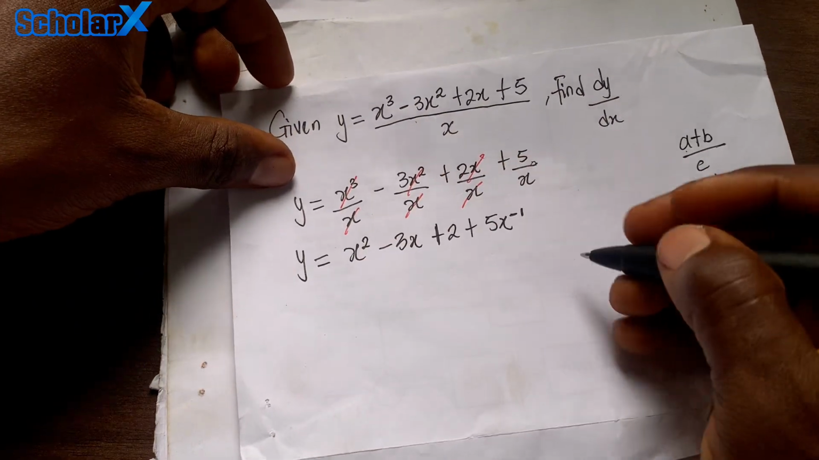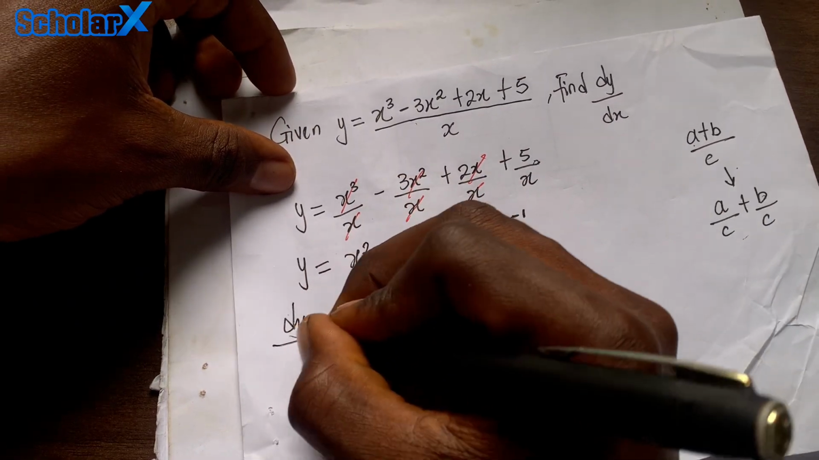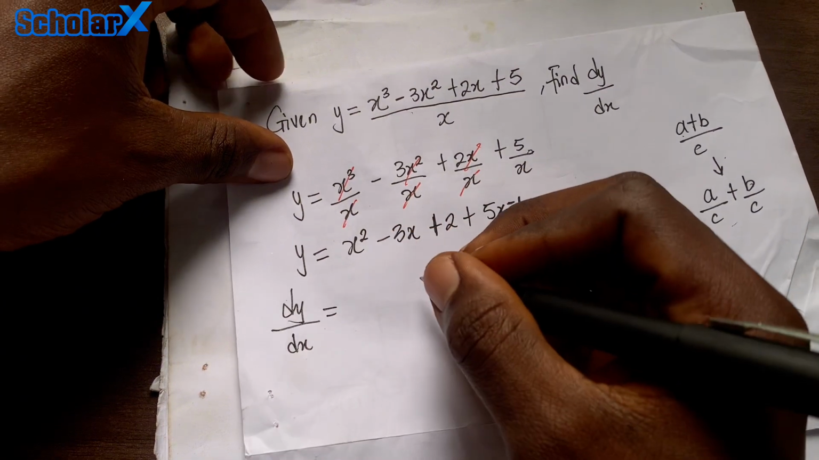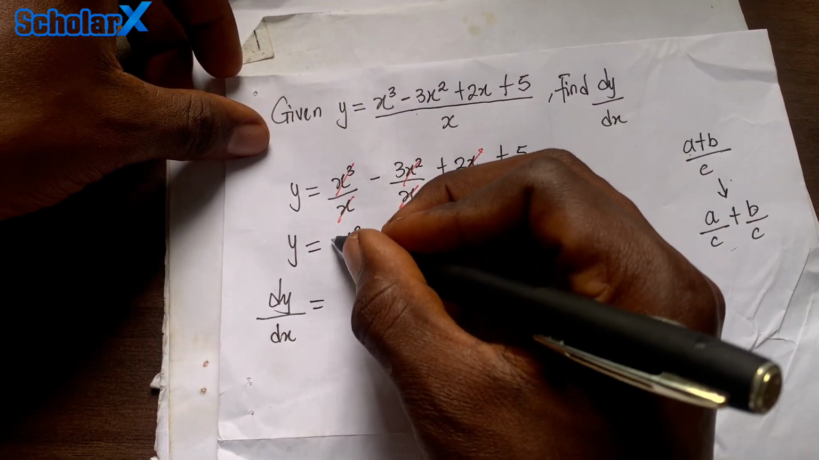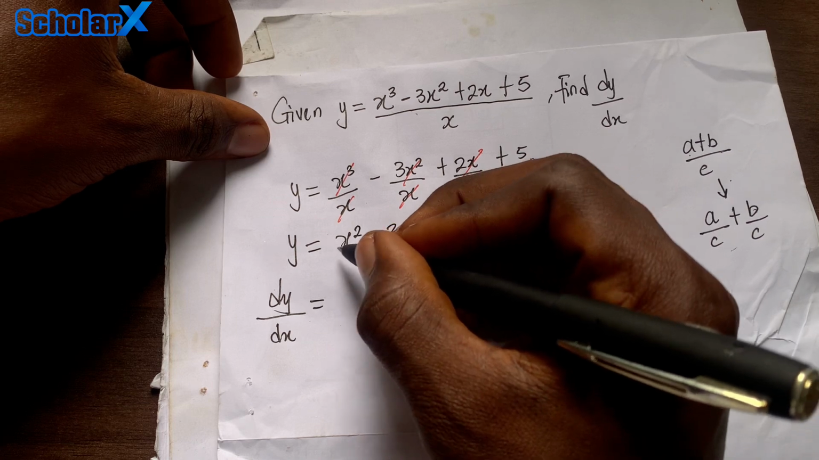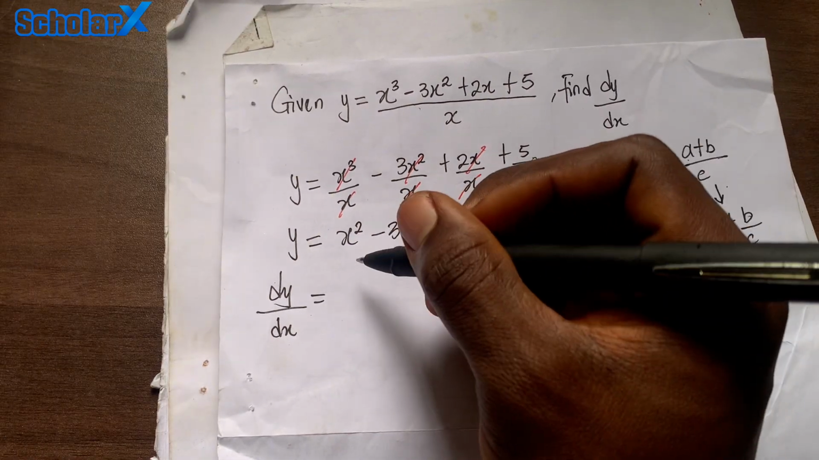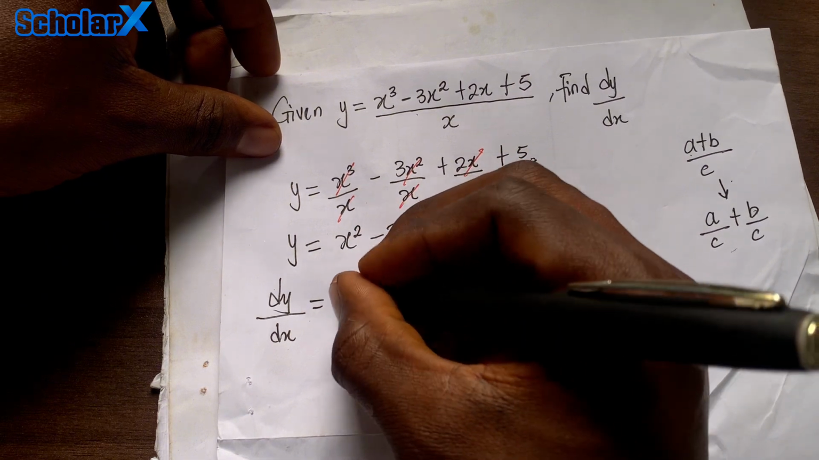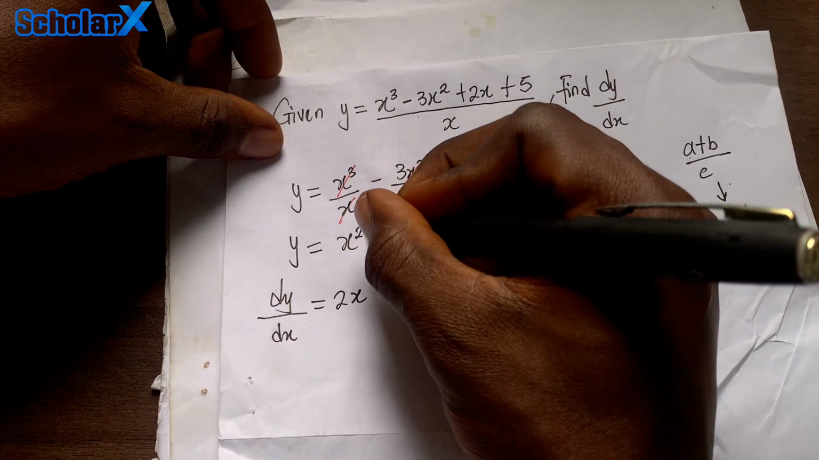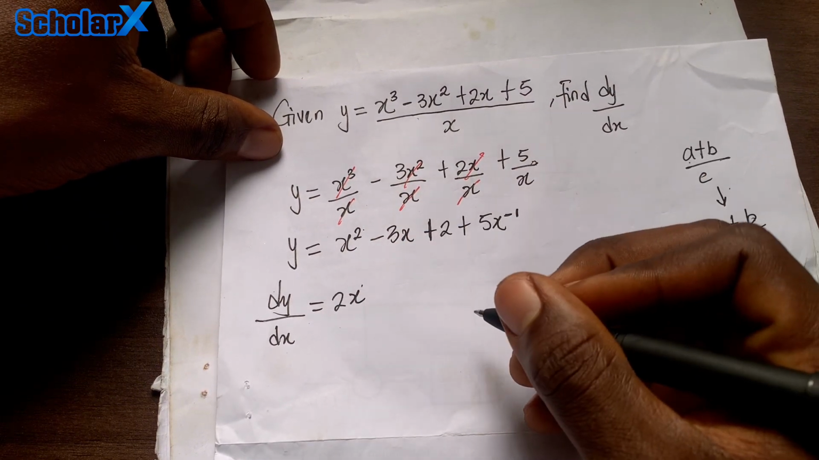Now we can find our dy/dx. So our dy/dx, we want to differentiate now, is going to be equal to what? Differentiate this. There's an invisible 1 in front of this x squared. Actually, the power is 2, so 2 times 1 gives us 2x. Now subtract 1 from this 2, you're going to have 1, although it's going to be invisible.